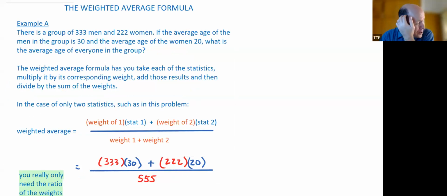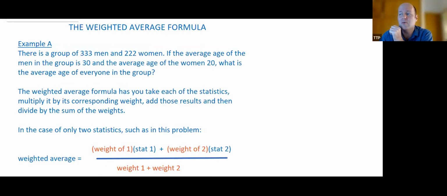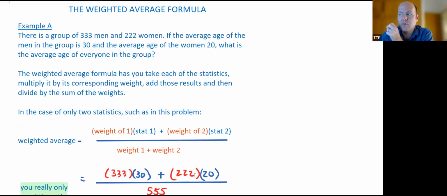The first thing that most people think of when they go to solve a weighted average question is the simple weighted average formula. Okay, and in the case of this problem, it would actually work quite well. The weighted average formula, instead of taking the two stats and adding them up and dividing by 2, has you take each stat and multiply it by a weight. So, for example, the men's stat of average age of 30 would get multiplied by the weight, which is the number of men, 333. The women's stat of 20 would get multiplied by their weight of 222, and then you would divide by the sum of the weights.